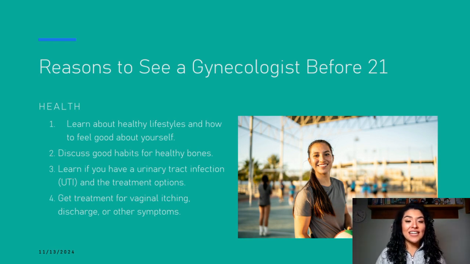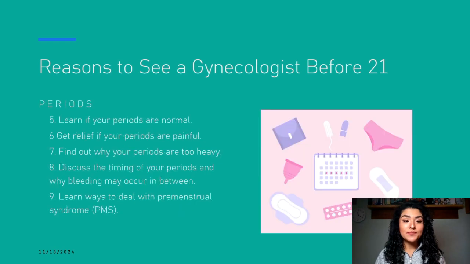Learn about healthy lifestyles and how to feel good about yourself. 2. Discuss good habits for healthy bones. 3. Learn if you have a urinary tract infection or UTI and the treatment options. 4. Get treatment for vaginal itching, discharge, or other symptoms. 5. Learn if your periods are normal. 6. Get relief if your periods are painful.